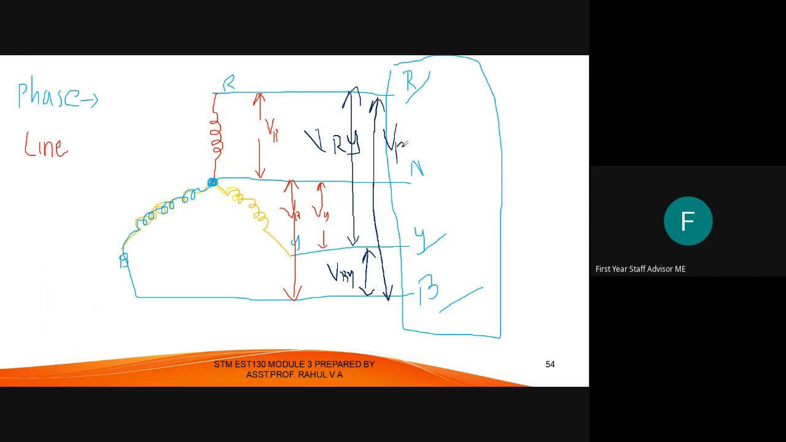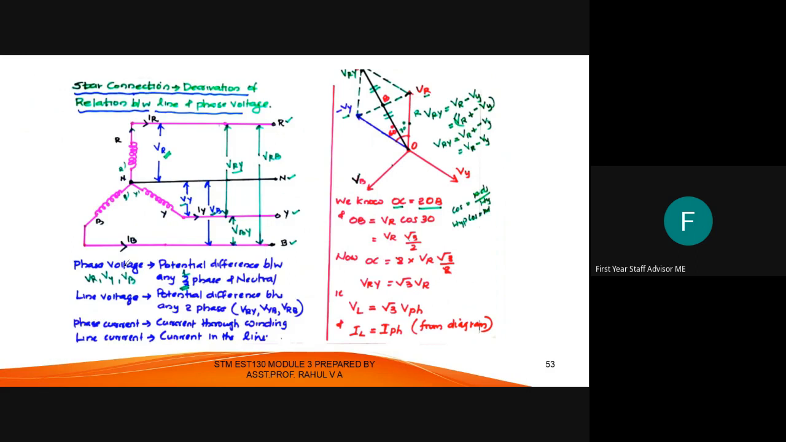So there are two types of voltage in a three-phase star system. In every three-phase connection, there are two types of voltage. Phase voltage means it is the potential difference between any one phase and neutral. For example, VR is measured between R phase and neutral, VY between Y phase and neutral, and VB between B phase and neutral. All these voltages are called phase voltage.